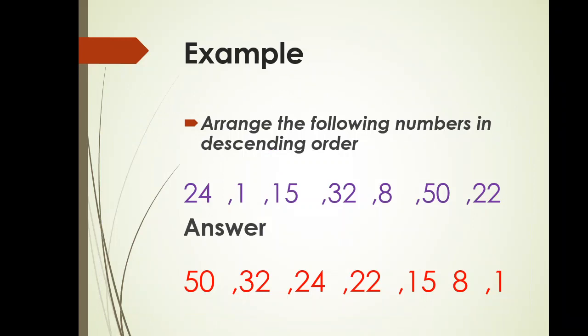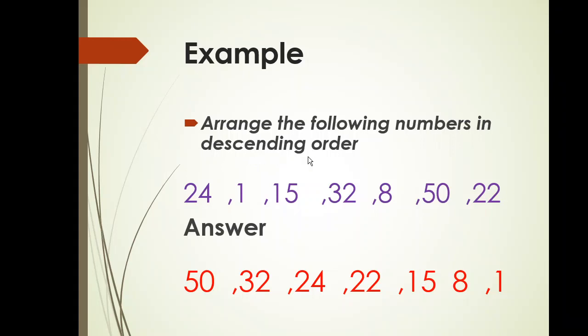Okay, let's look at the example here. It says, arrange the following numbers in descending order. We have a list of numbers here, and we are required to arrange these numbers in descending order. I say descending order, we start with the largest number to the smallest number. Okay, we have 24, 1, 15, 32, 8, 50, and 22.